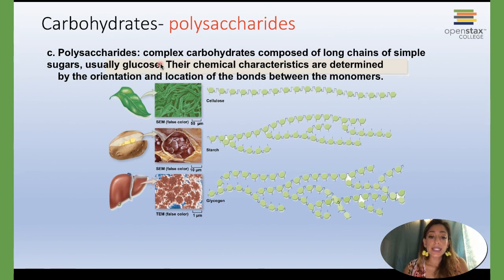Right here is that cellulose I was talking about, that herbivores are able to use. Here's that starch that some animals are able to use as an energy source. But here is the one that I was telling you about, that we store in our liver and our muscle cells. Like I said, glycogen.